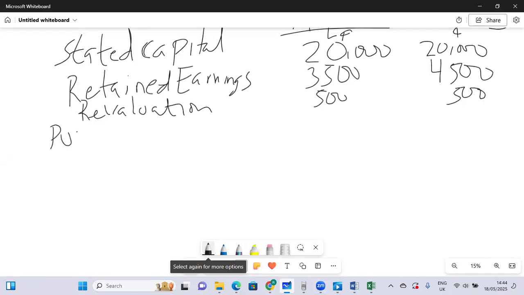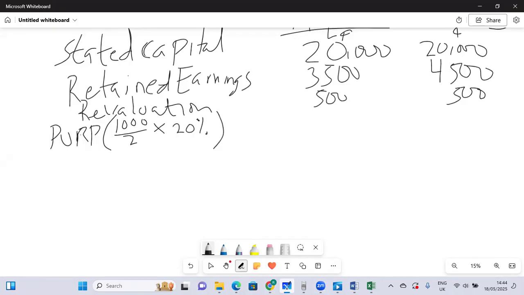So we have to remove our provision for unrealized profit, which is PURP, which is going to be on the half which is left. So 1,000 divided by 2, times what? 20%. Because it means 20% of markup, right? And then we are going to get a PURP of 100. We have to take that one out. You get it? So now with this, we are done.